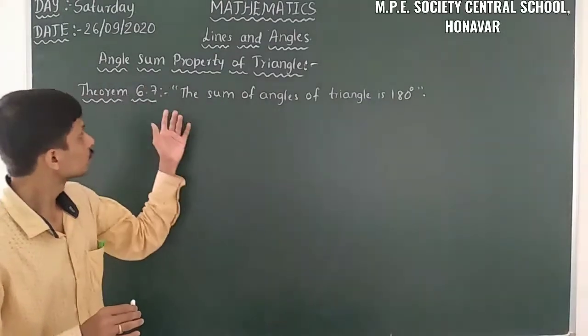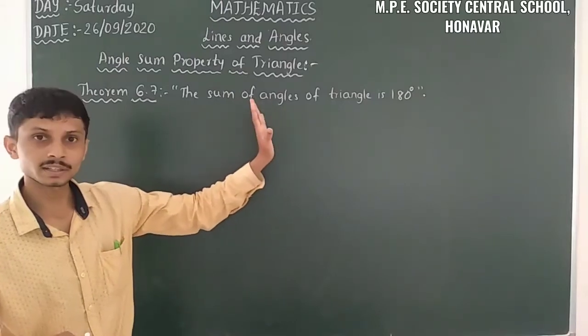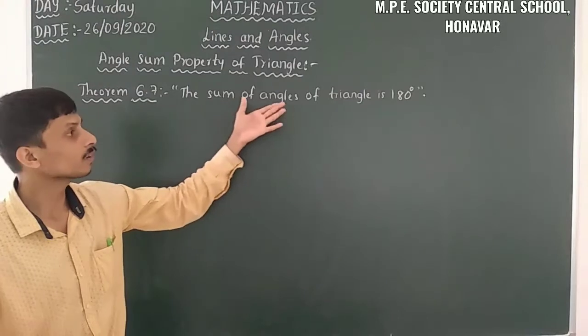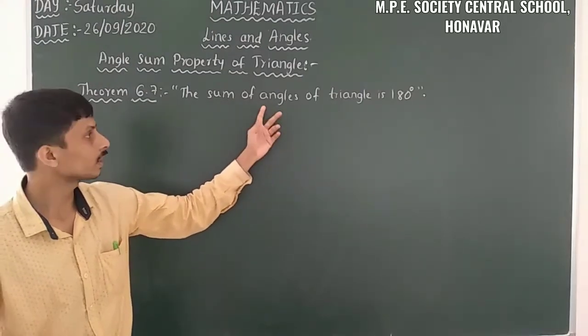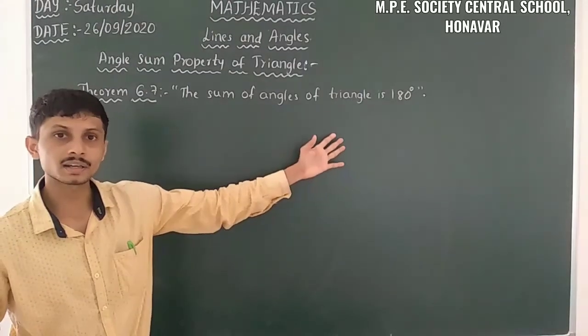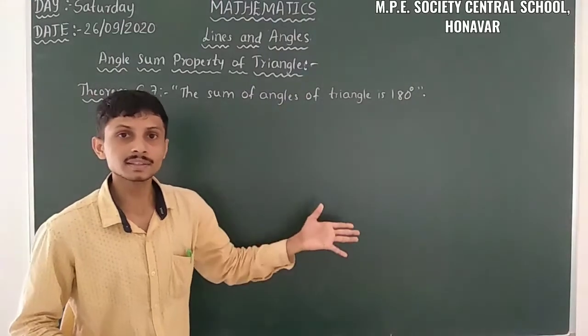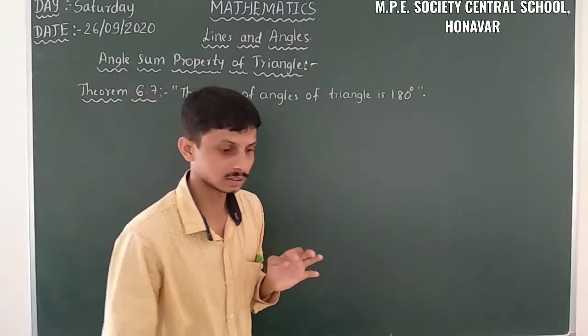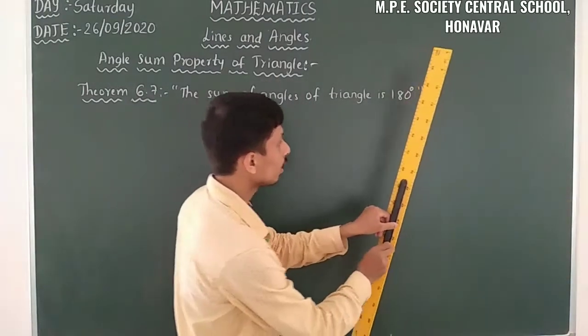We have: the sum of angles of a triangle is 180 degrees. Here we have to take two parts, that is, the sum of angles of a triangle. That means we have to take the angles of a triangle. So the triangle is the given term. Firstly we have to draw a triangle.